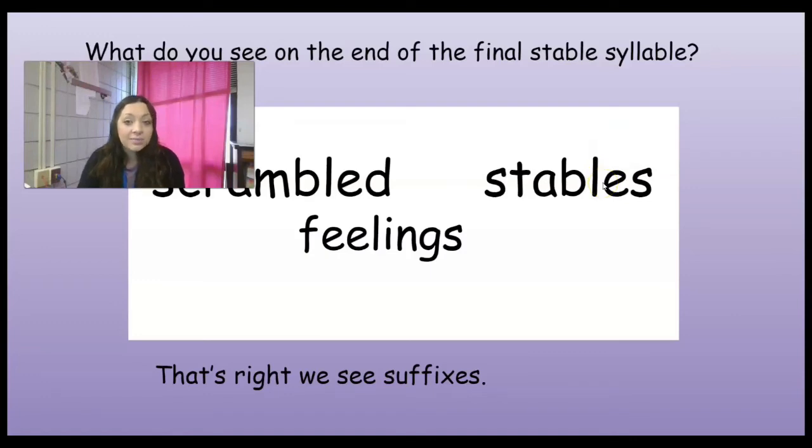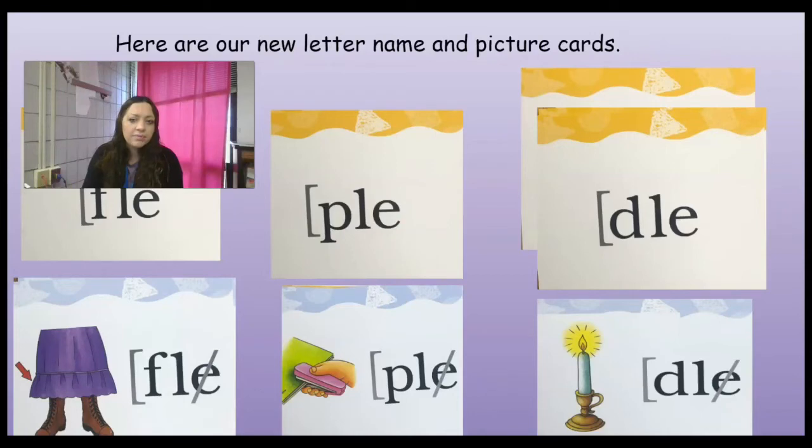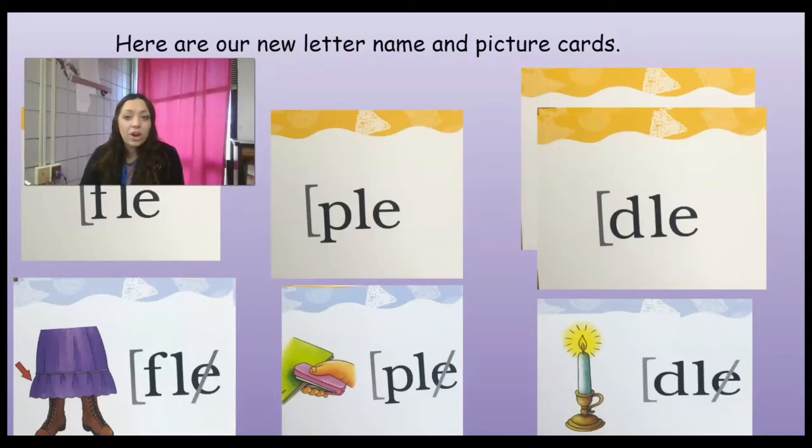So sometimes the final syllable can have a suffix on the end. So you just want to make sure when you see that BLE, you see it as something separate, and sometimes they do add a suffix at the end of it, which we're going to talk more about. All right, so here are our new letter name cards and picture cards.